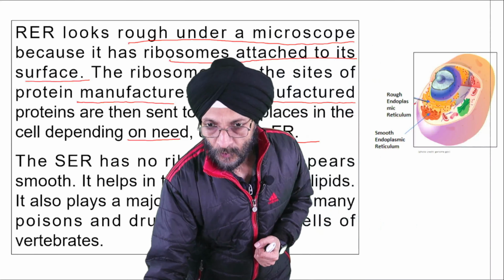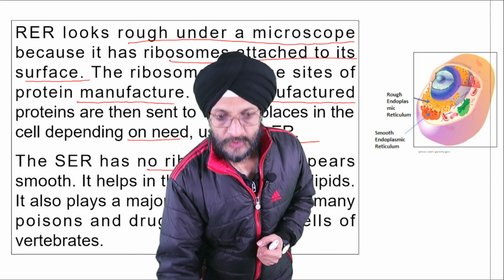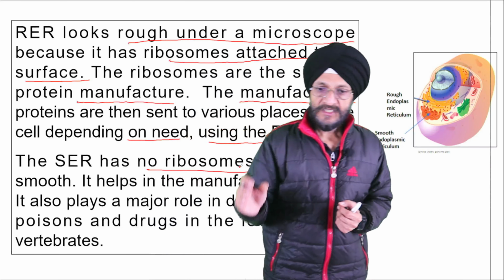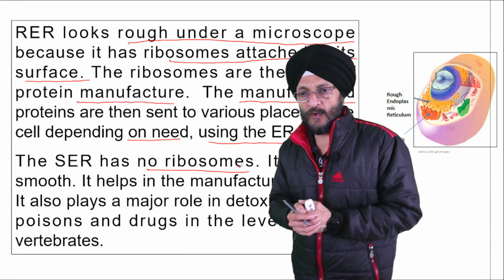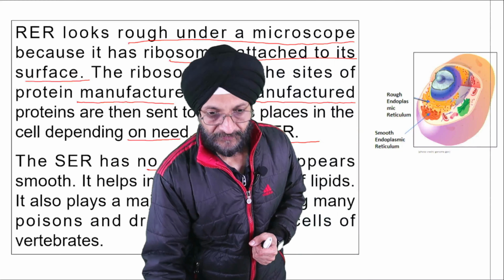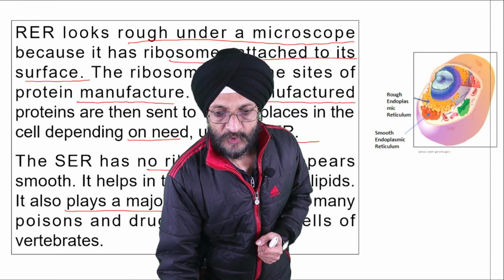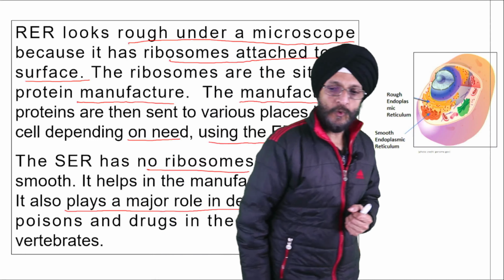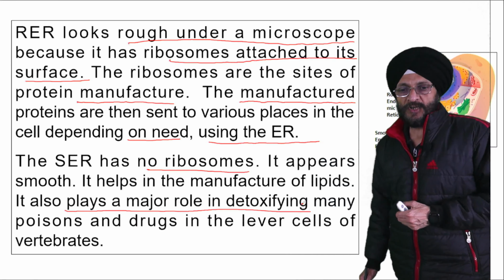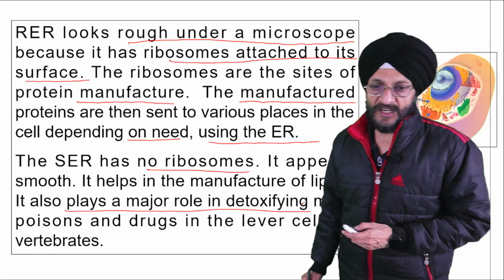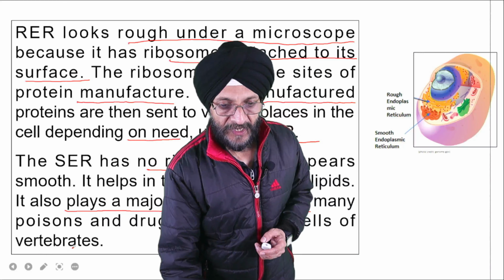The smooth endoplasmic reticulum has no ribosomes. It appears smooth. It helps in the manufacture of lipids. The smooth endoplasmic reticulum also plays a major role in detoxifying many poisons and drugs in the liver cells of the vertebrates.